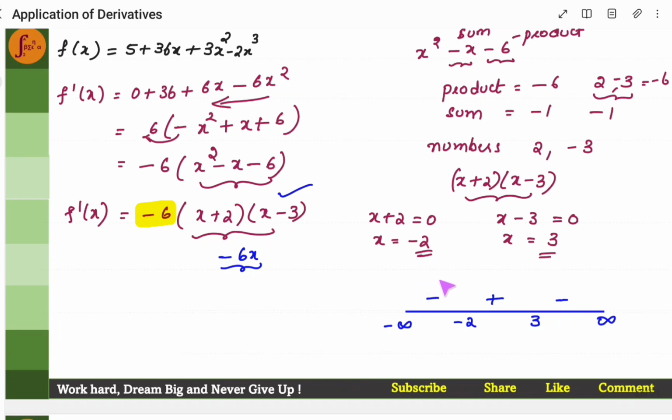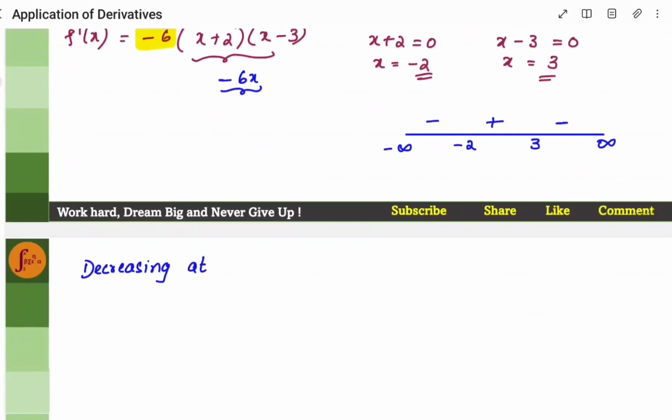Now, wherever there is minus, it becomes decreasing. So let's write it. Decreasing at, let's put the interval. Minus infinity to minus 2. This is how we put the interval. Minus infinity to minus 2, union 3 to infinity. This is where it's decreasing.